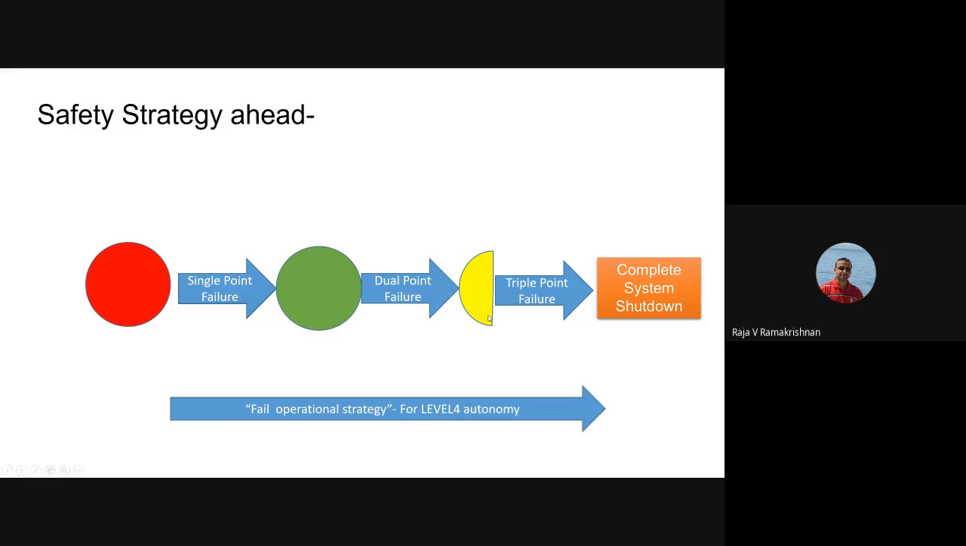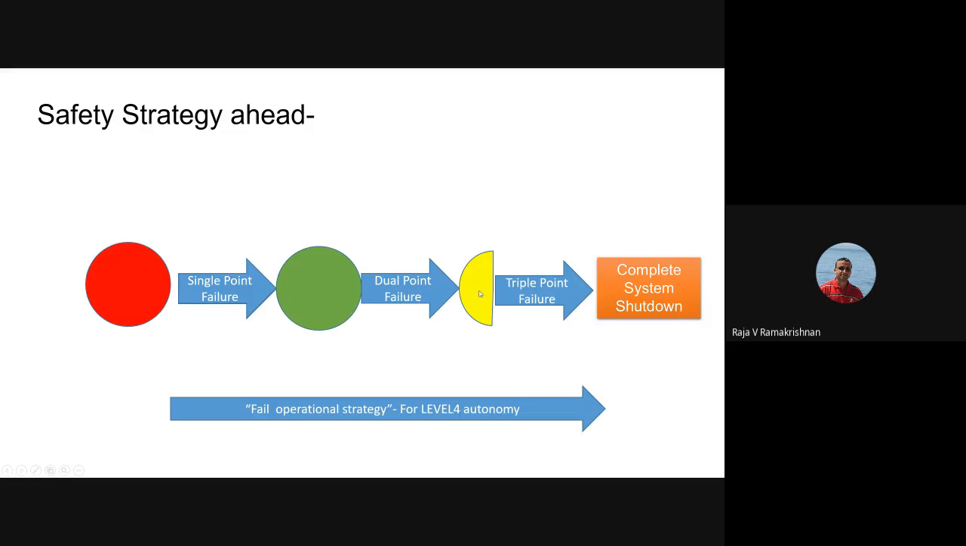That means a reduced performance system. And then a triple point failure is what we need for complete system shutdown. So we believe that if this kind of strategy is made possible, then autonomy wise, we will be a much safer system, because as soon as the single point failure happens, we will detect it. But the driver will not have any performance reduction, but we'll start to give the warning signs.